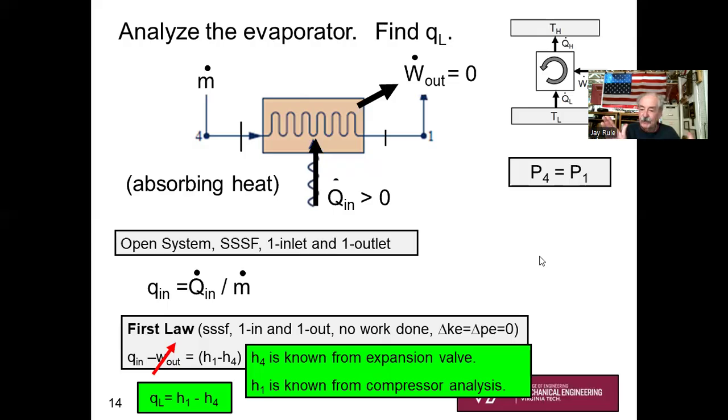And by golly, this is pretty easy, right? Because H4, you've already got. H4 is H3, and you've already looked up H3. H1, you've already gotten because you've analyzed the condenser. So it's child's play to determine QL for the evaporator.